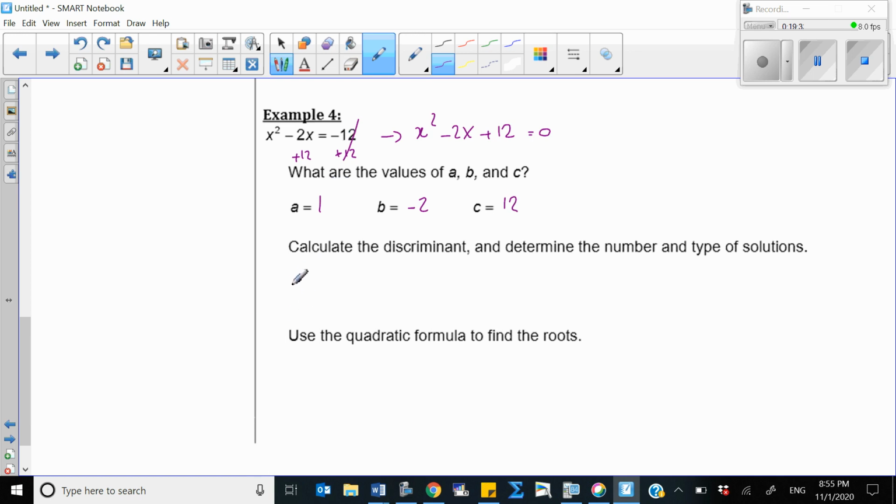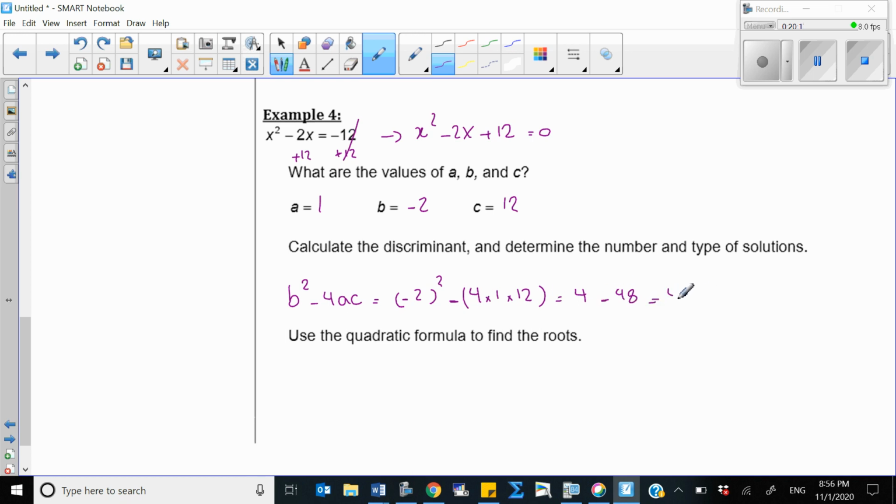Now let's go and find the discriminant. Let's see what happens there. B squared minus 4 times a times c. B squared is negative 2 squared minus 4 times a, which is 1, times c, which is 12. Okay, negative 2 squared will be negative 2 times negative 2, it's 4. And then 4 times 1 times 12 is 48. So it's 4 minus 48.